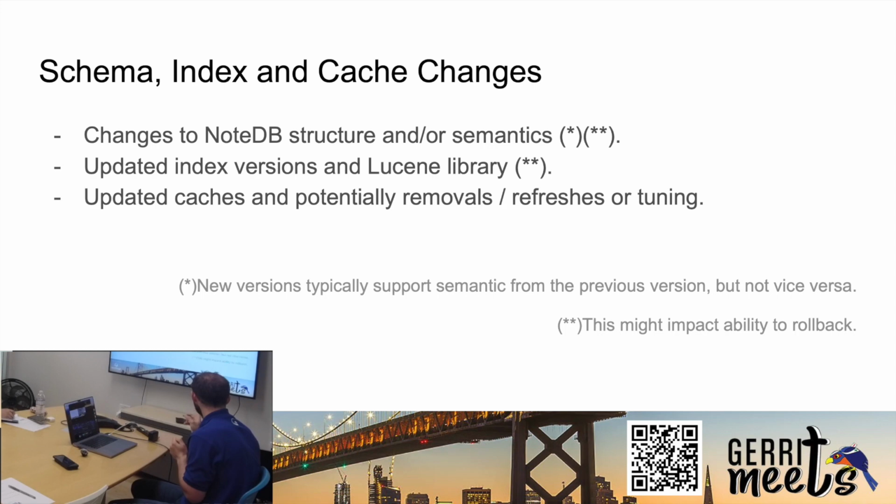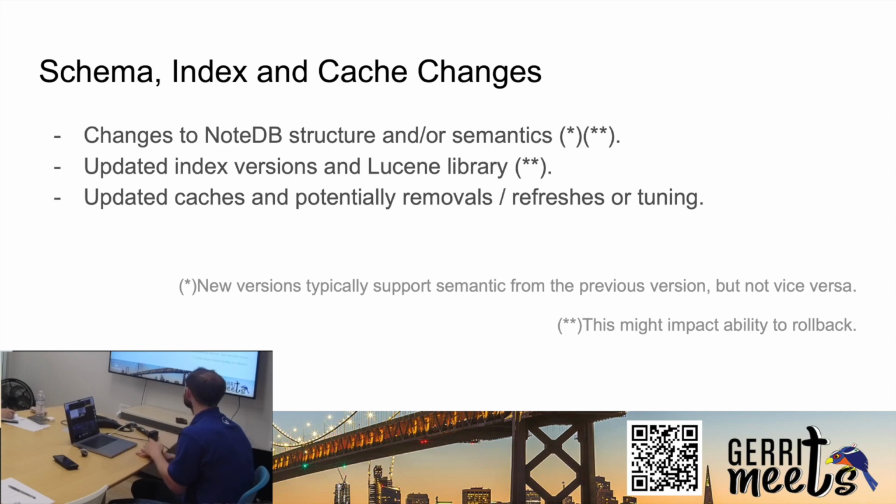These 2 points are important to remind you that they will impact your ability to roll back. Because the Lucene library has changed, and the NoteDB structure and semantics have changed as well, rolling back is probably going to have to happen through a backup. You're not going to be able to just roll back. So just something to keep in mind during your testing. Also, about the NoteDB structure, new versions typically support semantics from the previous versions, but not vice versa. So another thing to keep in mind.